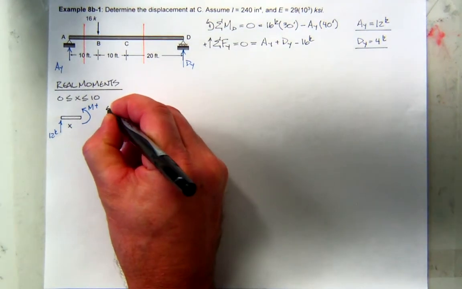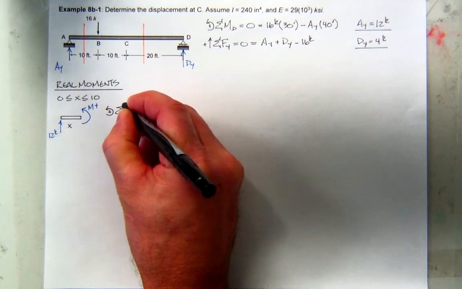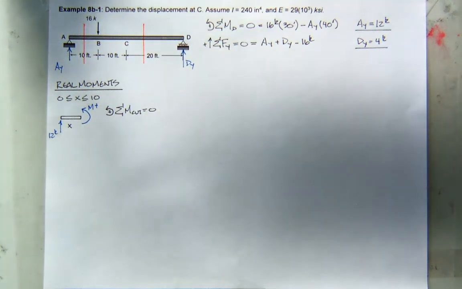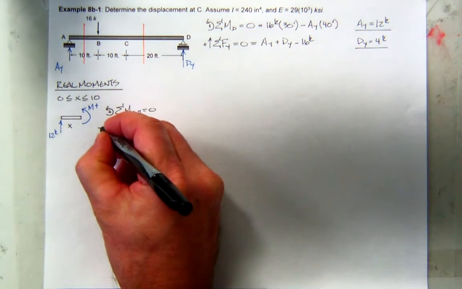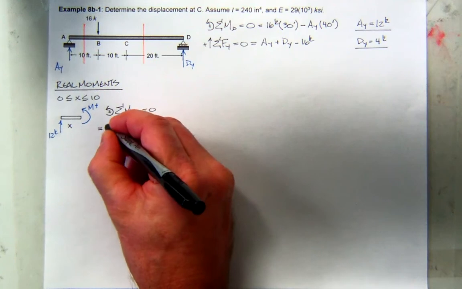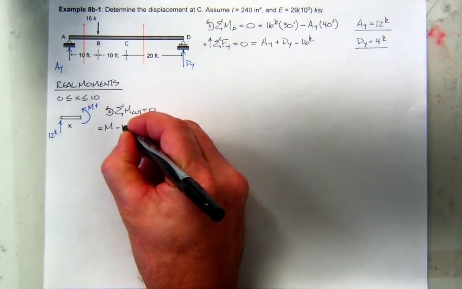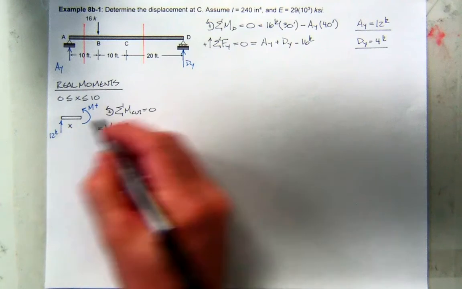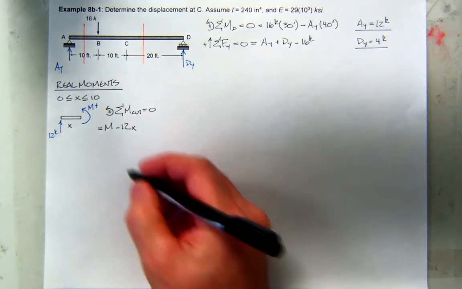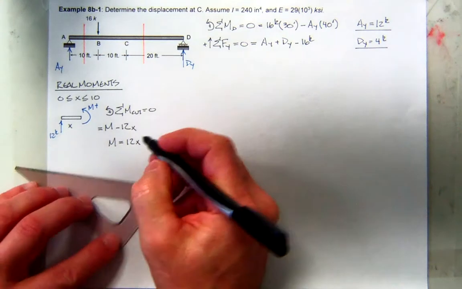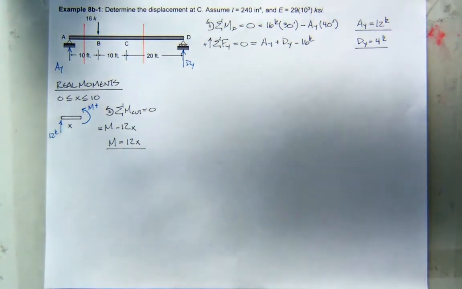So again, we'll sum moments at this cut that I just made. Make sure it's in equilibrium. And when I do that, I have the bending moment, which is positive. And this 12 kip force is creating negative moment. And has a moment arm of X. So that's pretty easy. It looks, the real moment is just 12X. So that's the moment expression for the first 10 feet.